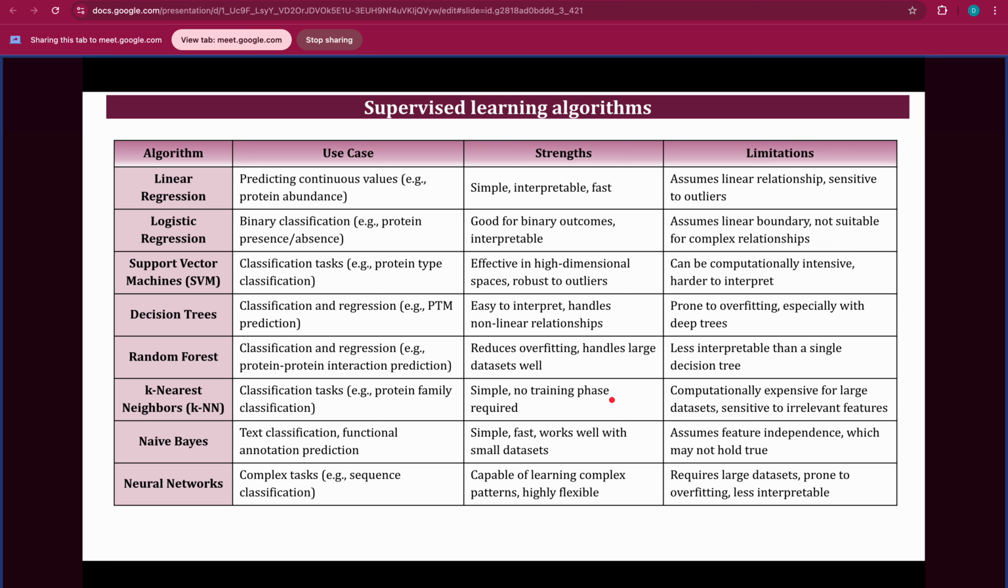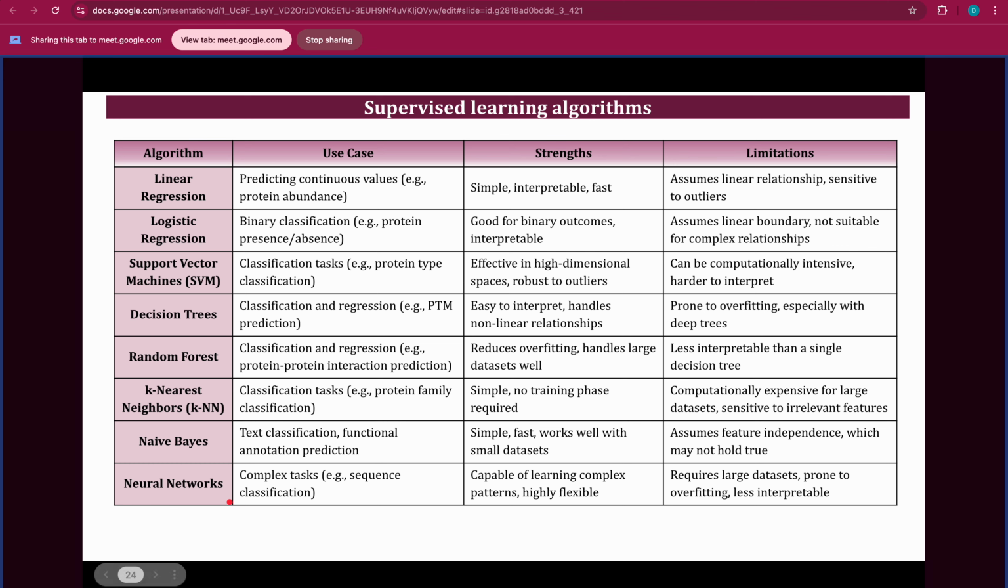So it is also simple, and no training phase is required because I'm simply looking at its neighbors or the distance. Then comes naive Bayes, which is used for text classification and functional annotation prediction. It is also simple, and it is based on the Bayes algorithm, the Bayes probability equation which we have.